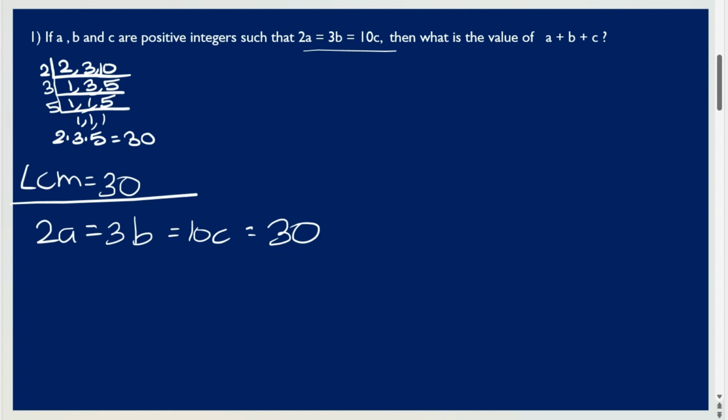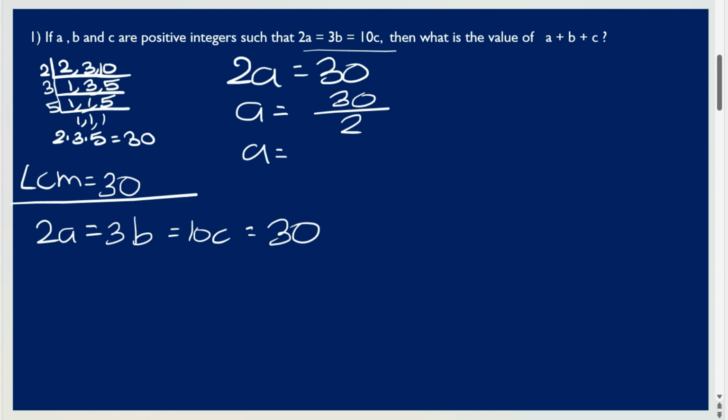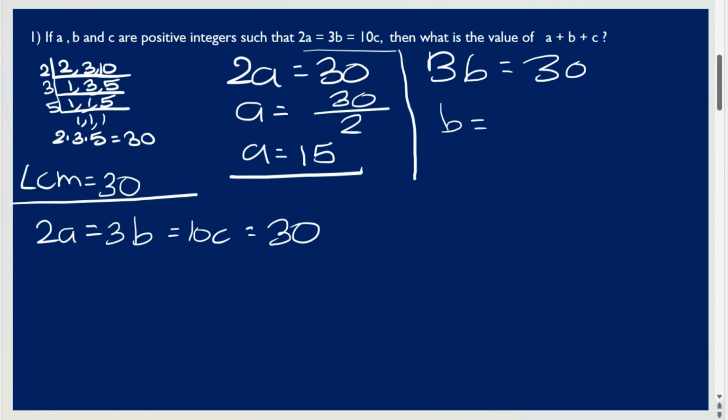So now we want to find a. So we're going to write 2a equals 30. Okay, now a equals 30 over 2. So now if we divide, 30 over 2 is going to be 15. Now we learned that a equals 15. So now let's just do b. So we want to find b, so we're going to write 3b equals 30, and then b equals 30 over 3, and then b equals 10, right? So 30 divided by 3 is going to be 10.